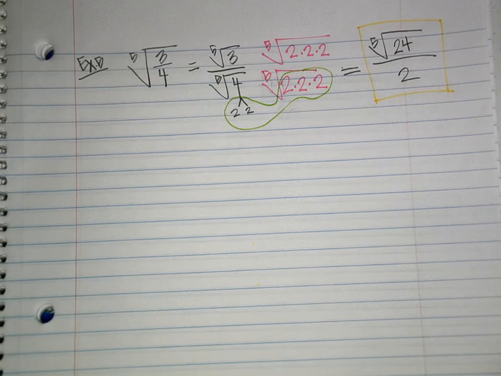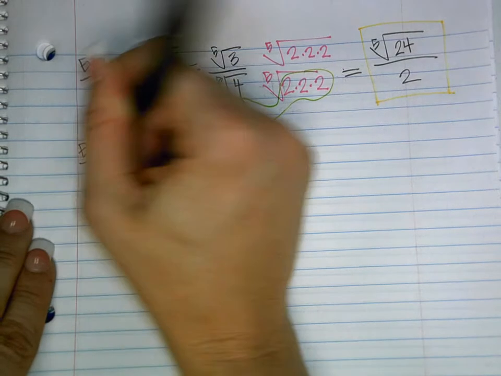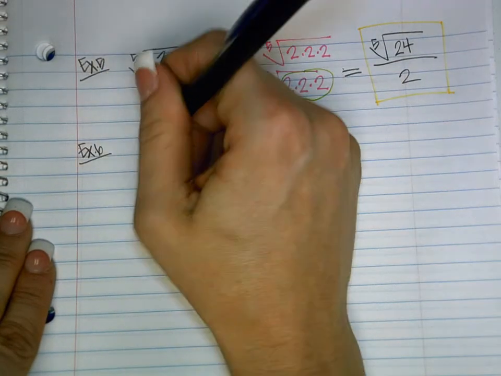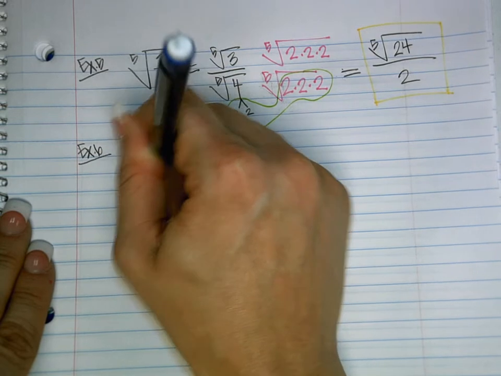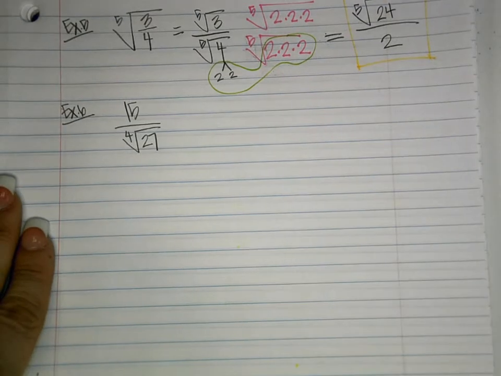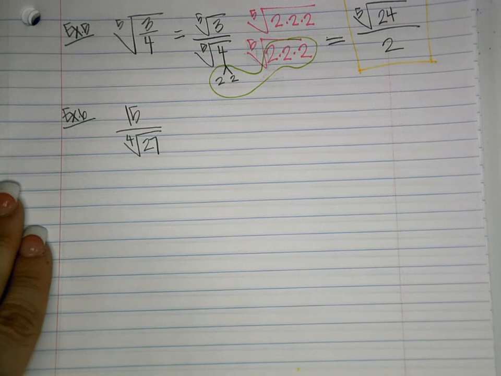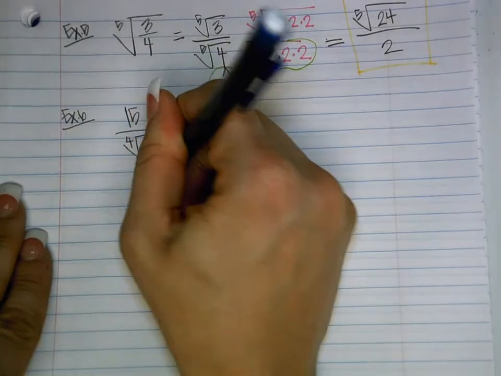Questions on how I did that? No? Okay, let's try another one. Number 6. Number 6, 15 over the fourth root of 27. Okay, break anything out that you can, or break anything down that you can.